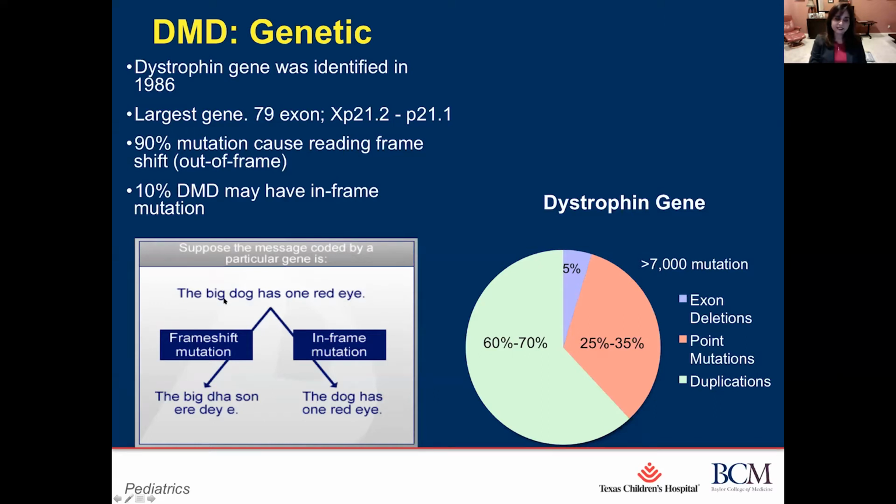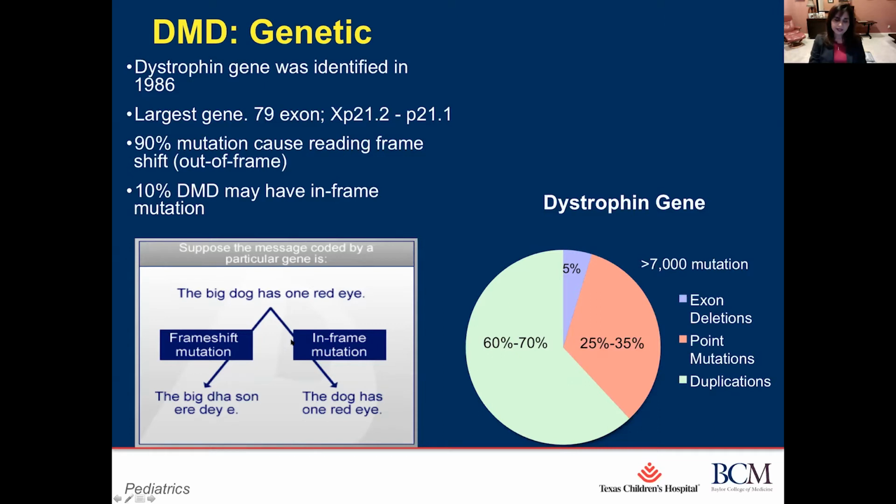But if you're missing a few letters, for example, if you miss DO from this sentence, once it's transcribed, you can see that you cannot read after big, it doesn't make sense. So here the reading frame stops, and then there is no production of dystrophin.